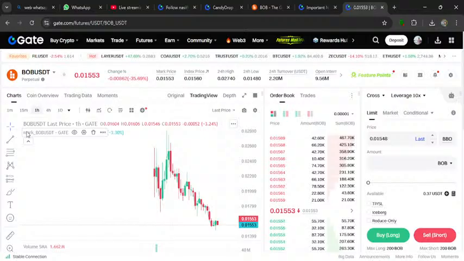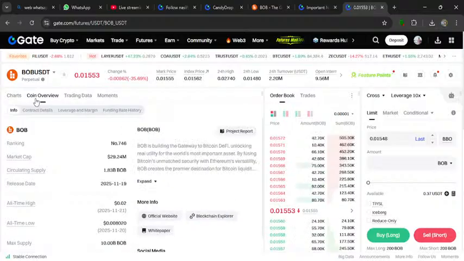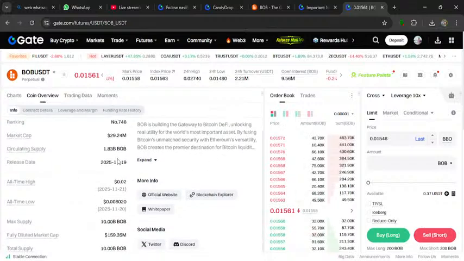Look at this BOB/USDT. The market price is 0.01553, down 35%, and the index price is 0.01561, with a high price of 0.0274 and a low price of 0.0148. The token's turnover is $2.28 million, open interest is 9.56 million, and market cap is 29.24 million. Circulating supply is 1.83 billion BOB.